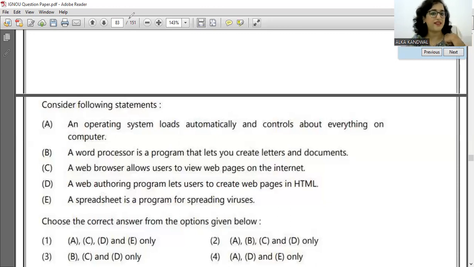No. The last statement does not make sense, and all the other statements make sense and are absolutely correct. So what will be the correct answer? Option 2 will be the correct answer. Operating system loads automatically, controls about everything on the computer. Absolutely correct. A word processor is a program with which we create letters and documents. A web browser allows users to view the web pages on the internet. That is also absolutely correct. Web browser means your Google Chrome, Firefox, Apple Safari. These are all web browsers. Obviously when we are checking out the internet, we will first open the browser. So all the 4 statements are correct except for the fifth one.